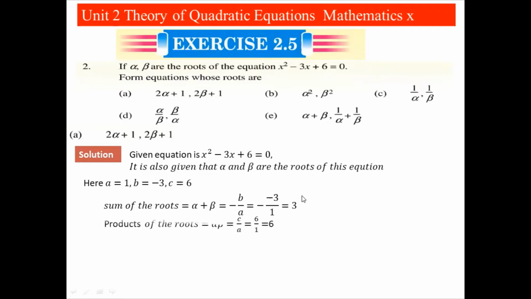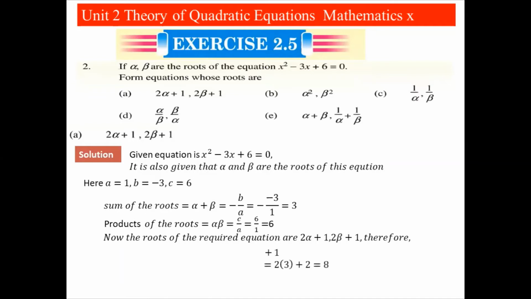Now the product of the roots alpha beta is equal to c by a. Replacing the values of c and a, after simplification, we have the product of the roots alpha beta is equal to 6. So the sum of the roots alpha plus beta is 3 and the product of the roots alpha beta is equal to 6. Now we have to find the equation whose roots are 2 alpha plus 1 and 2 beta plus 1.